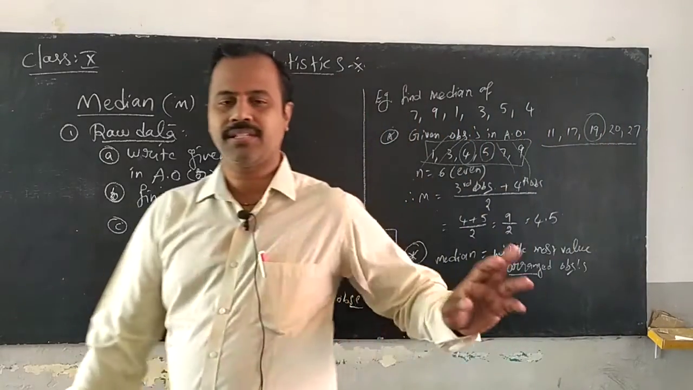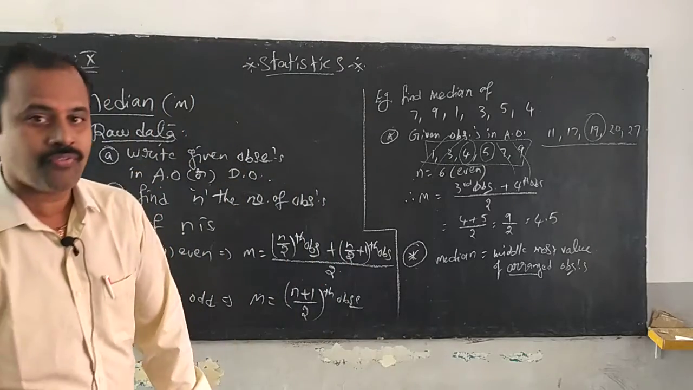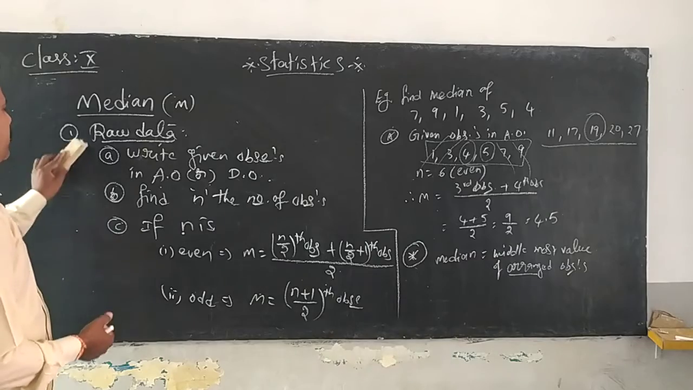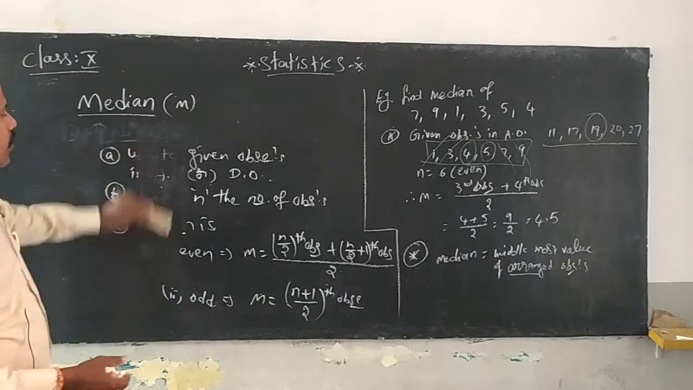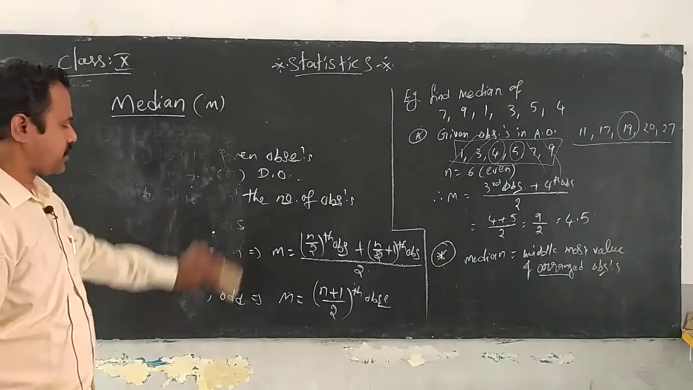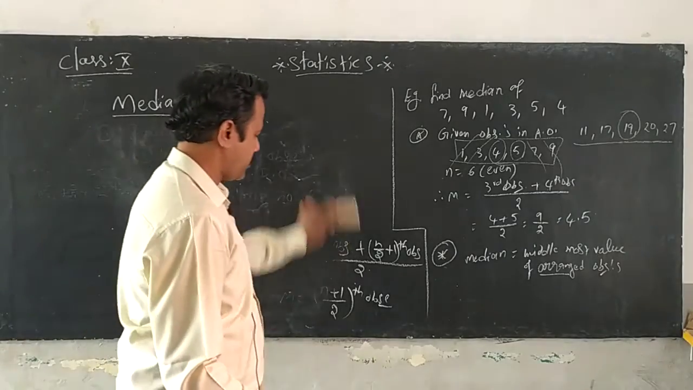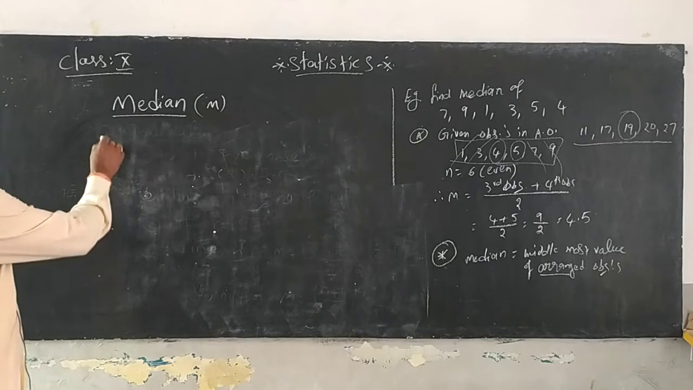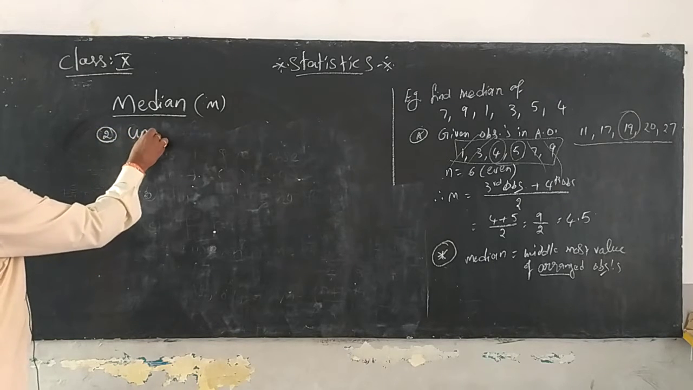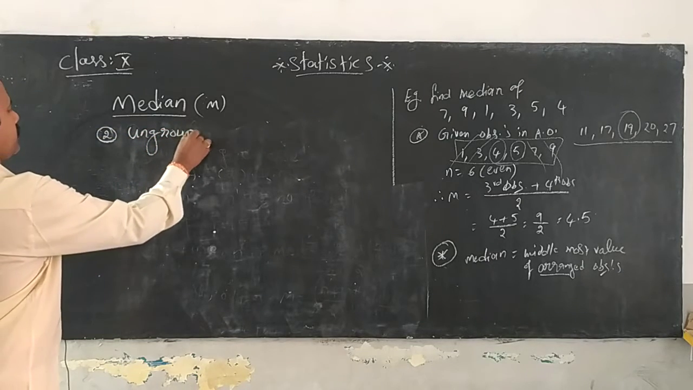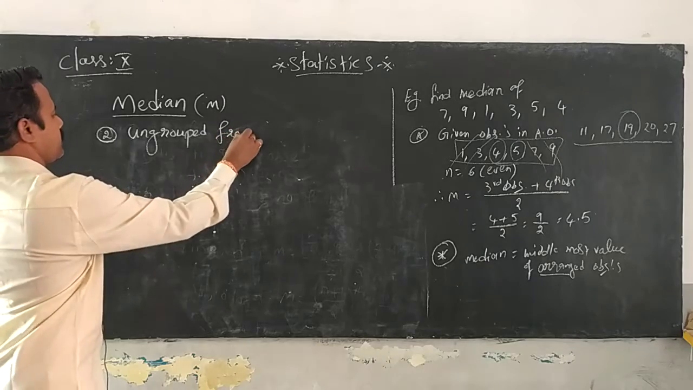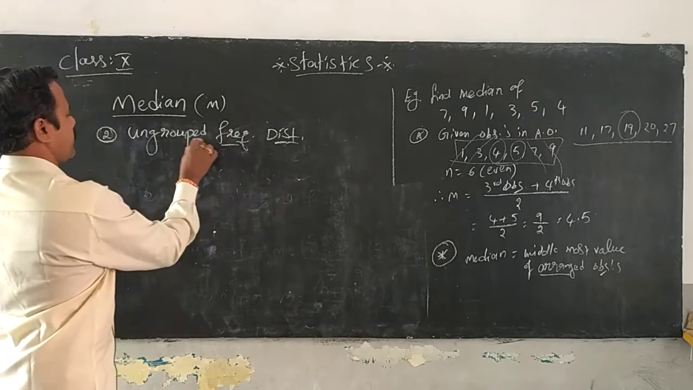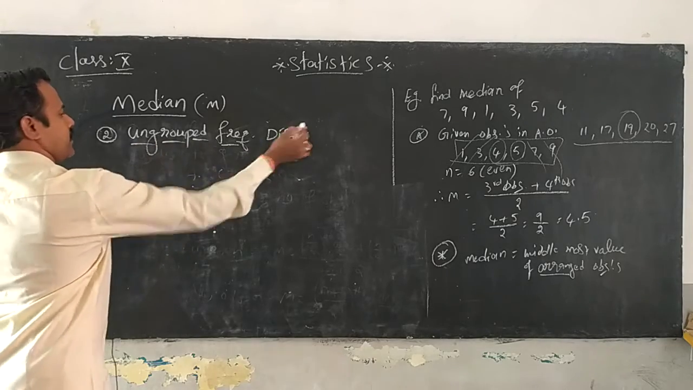Right. This is the method of finding the median of raw data. Now we come to the median: how to find the median of an ungrouped frequency distribution. An ungrouped frequency distribution, the second one.